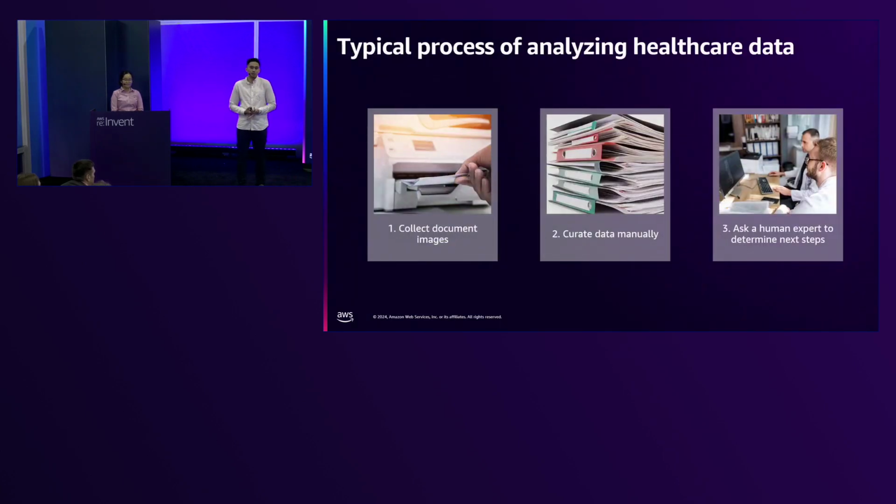So what is the typical process of getting those key insights? First we're going to highlight the manual method, then we'll get into the traditional AI ML method, and then we'll get into Gen AI. The typical process for analyzing healthcare data is 3 main steps. The first step is collecting the document images, usually using an EHR system to collect the document images. Oftentimes this is faxed, emailed, and this is in many forms that is in that document images. The second main step is curating that data manually. So now that you have that data in your system, you have to have the medical expertise in order to extract that key information. And third is asking a human expert for next steps.